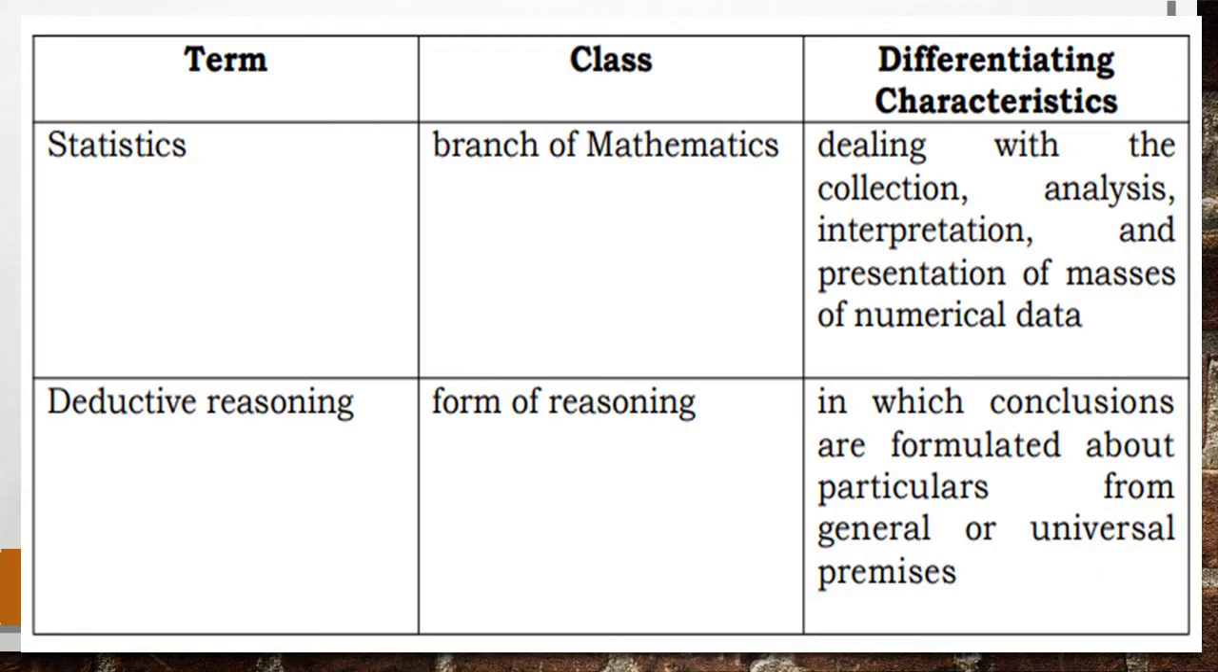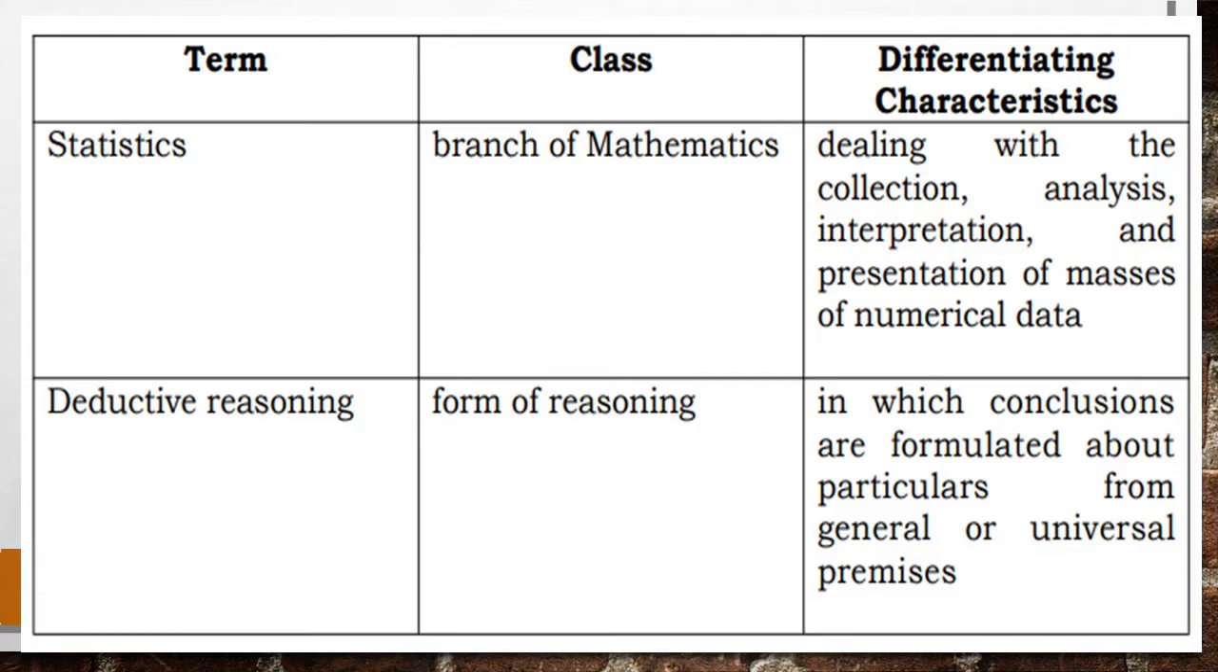And if we are going to use the sentence definition, the term that is being defined should be written in this way: starting with the term or the word that is being defined, followed by its class or classification, and followed by the differentiating characteristics of that term. For example, statistics is the term, then its class is branch of mathematics, since statistics is just one of the lessons that we have in math. The differentiating characteristics are dealing with the collection, analysis, interpretation, and presentation of masses of numerical data. So this is how you can provide a technical definition of terms in research.